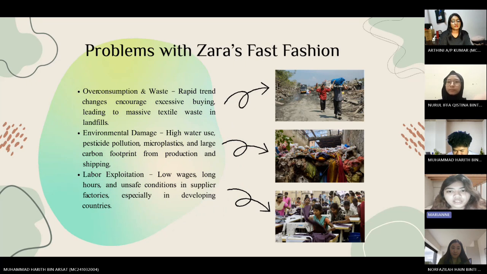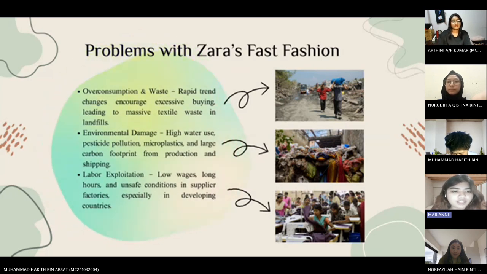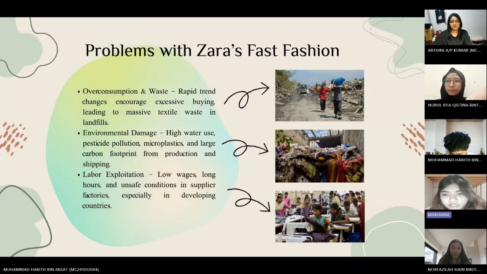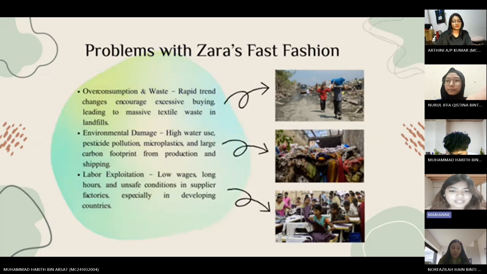Cotton cultivation alone uses thousands of liters of water for every kilogram produced and depends significantly on pesticides that can damage ecosystems. Numerous products from Zara are crafted from synthetic materials, which emit small microplastics into our oceans every time they undergo washing. Furthermore, the brand's quick production and worldwide shipping processes contribute to substantial carbon emissions, contributing to the climate crisis.